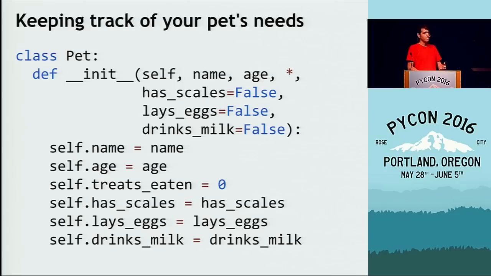Now, over time, this class is going to get more and more things in it. If you have a pet, you need to keep track of its needs. And depending on what kind of pet it is, it has different needs. So I've added some other methods to this class. Does it have scales? Does it lay eggs? Does it drink milk? These are all things I need to know in order to take care of the pet.